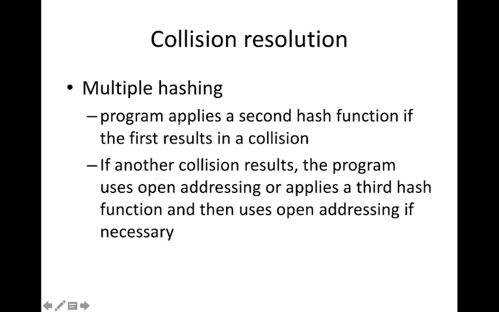When a collision occurs, we apply a second type of hash function. If another collision results, either we can use the open addressing method, meaning we find the next vacant position and fill that, or we can apply a third hash function and after that use open addressing. There will be multiple hash functions. That is why it is known as the multiple hashing technique.